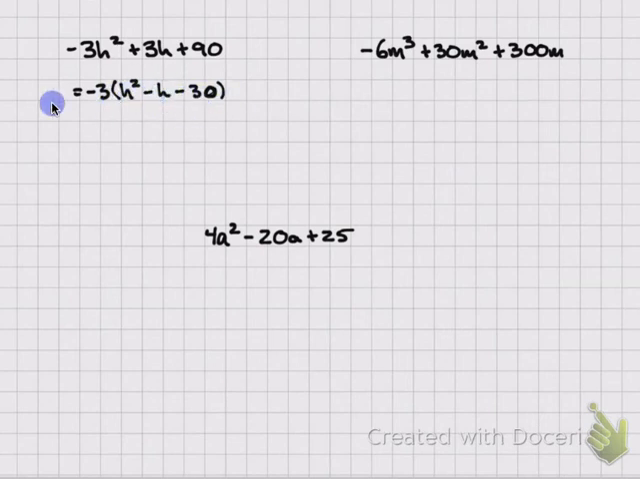So if we were to factor this out, we would end up with negative 3 times h plus some number, h plus some number. All right, let's figure that out. Well, these two numbers are going to have to multiply to give negative 30, meaning one's going to have to be positive, one's going to have to be negative. And these two numbers are going to have to add together to give negative 1.